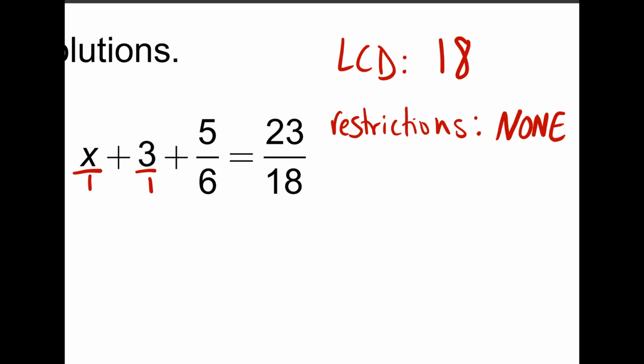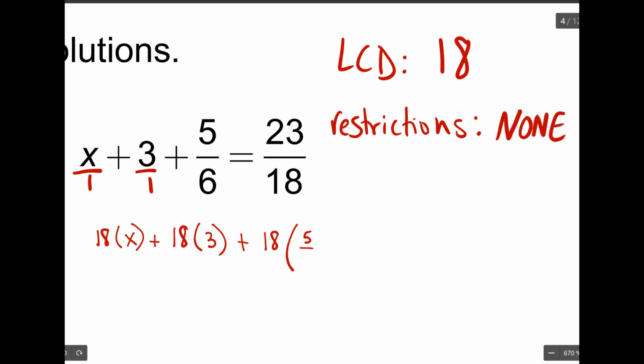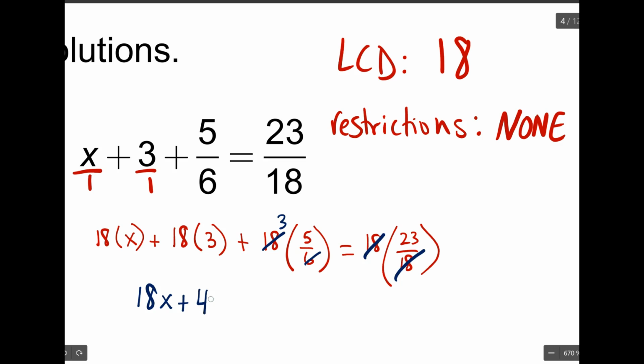Since 6 goes into 18, you just multiply over 6 times 3. Not quite. We're going to multiply every single term by the least common denominator. By 18? Yep. Why? Multiplying every single one, it gets rid of all the fractions. So here, that turns into a 3. That goes away. And I'm left with 18x plus 54 plus 15 equals 23.